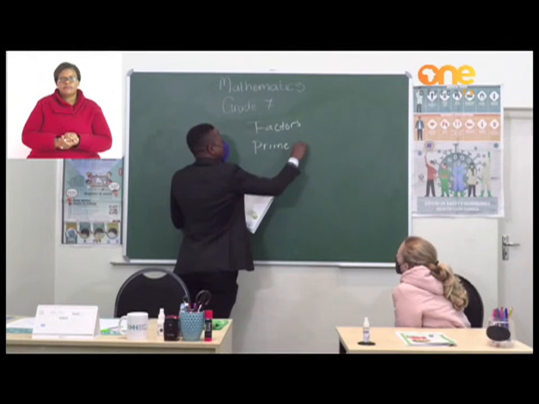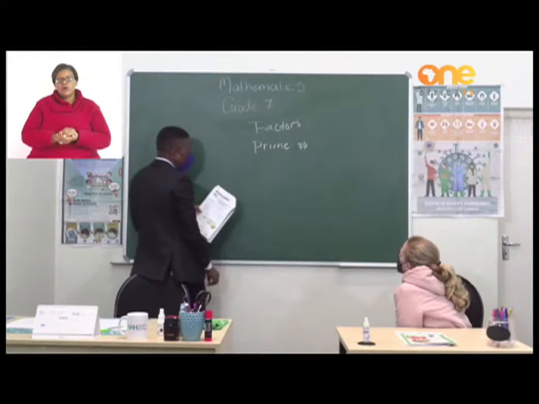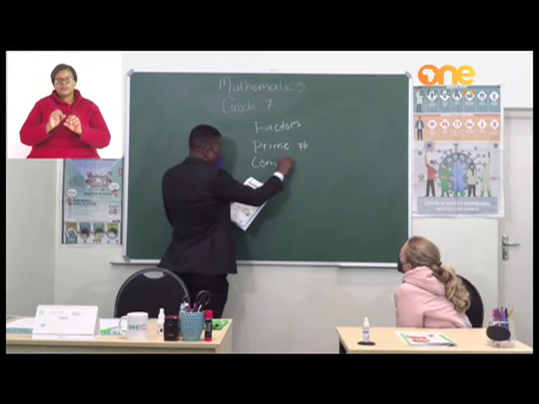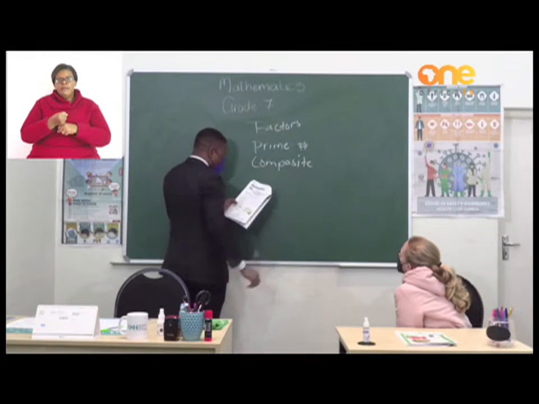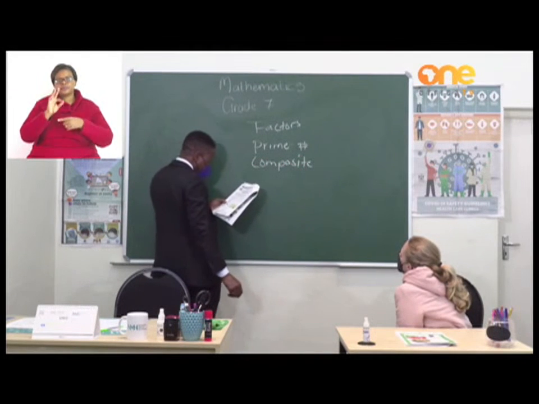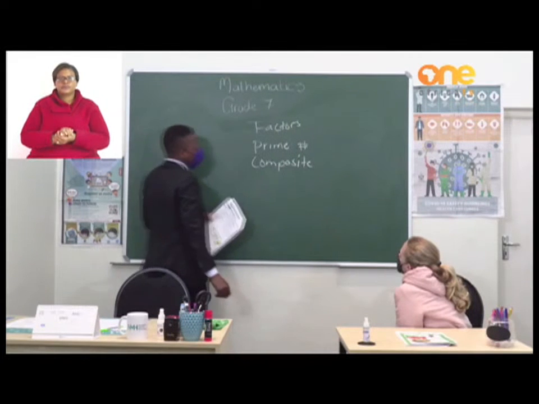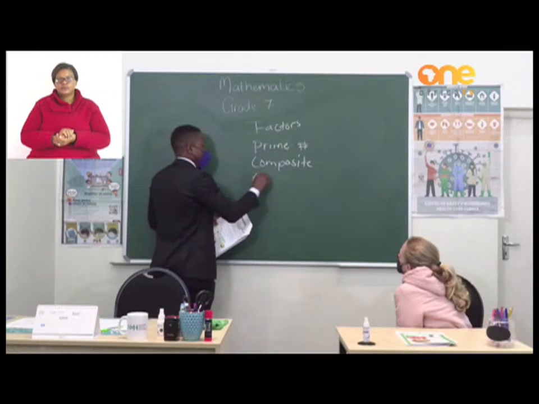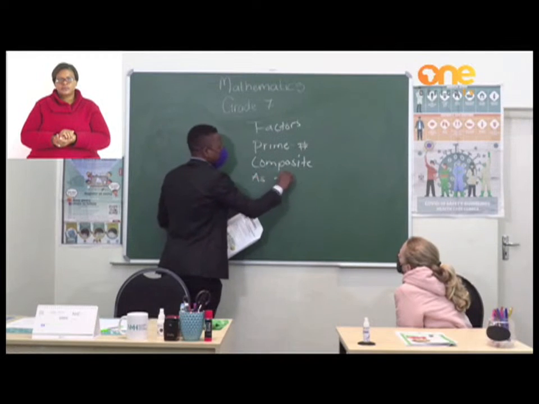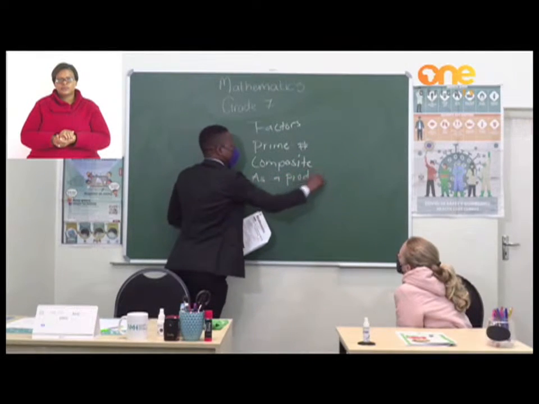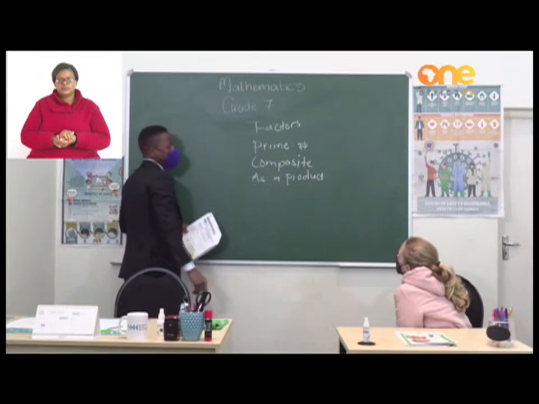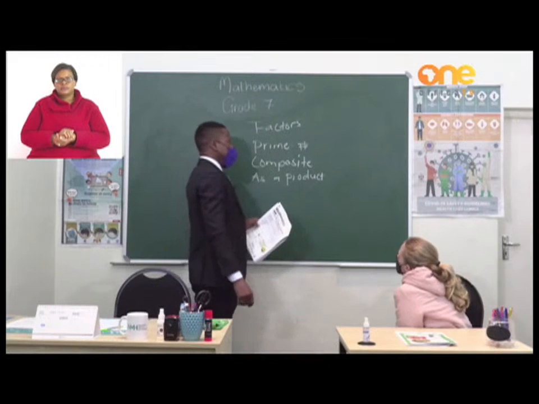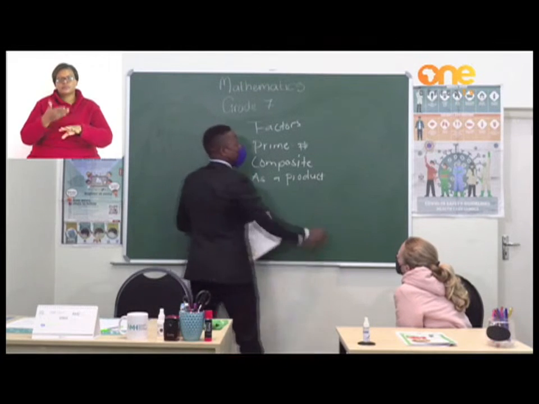Prime numbers, we have composite numbers, and the last one is to write a number as a product of its prime factors. So I have to give an example of 12.